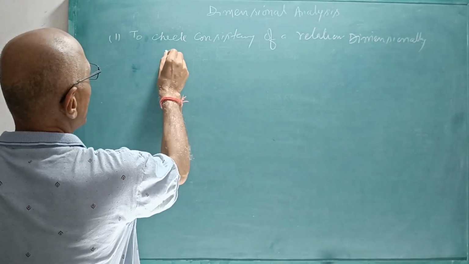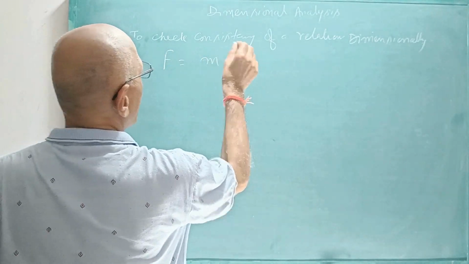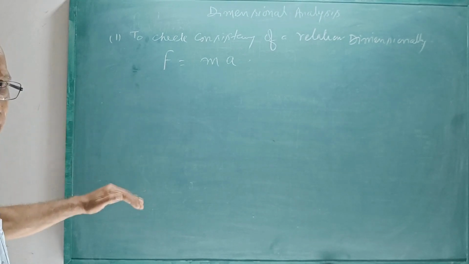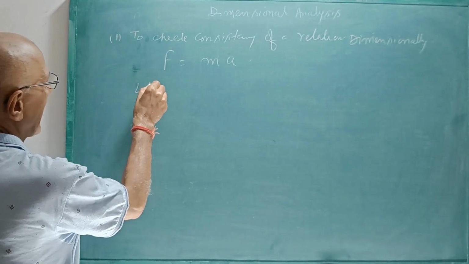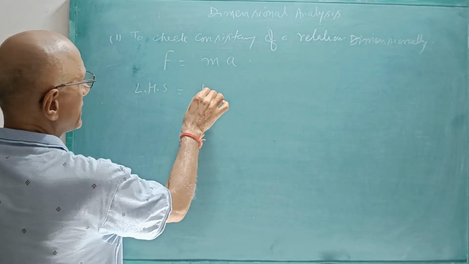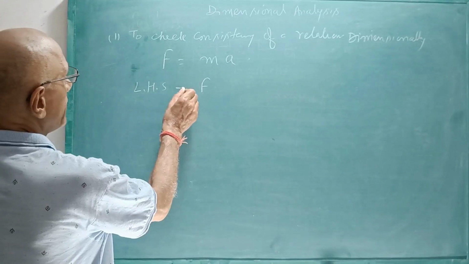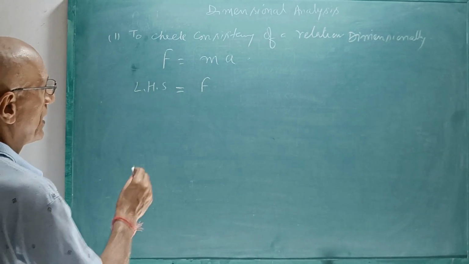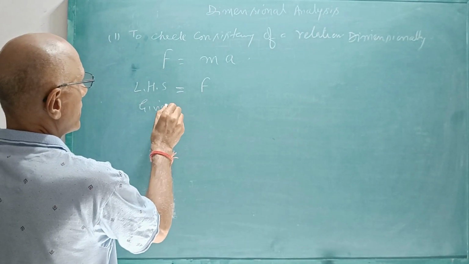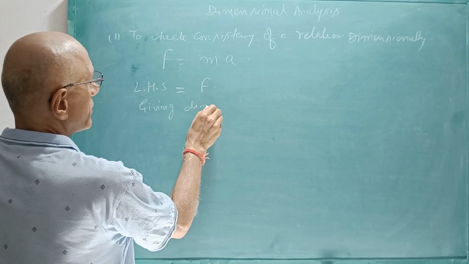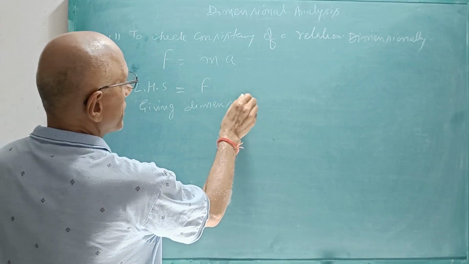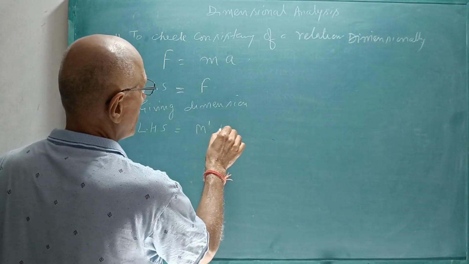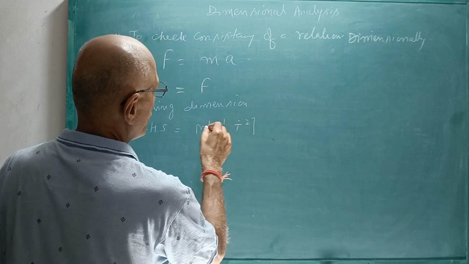So the relation is F equals MA. Let us check it. For that, you have to follow the steps I am telling you. First of all, you have to take the LHS. The LHS is F, the left hand side, that is force. Giving dimensions, the dimension of the force is M1 L1 T minus 2.